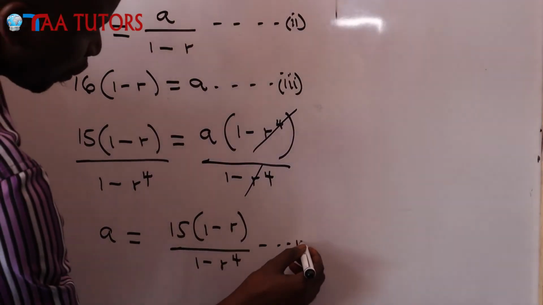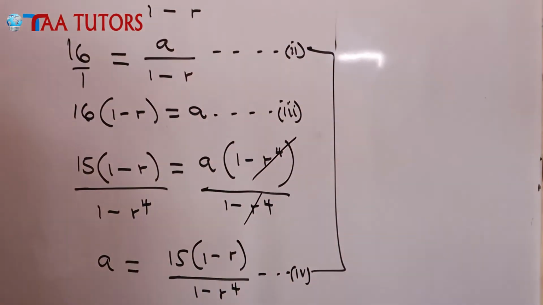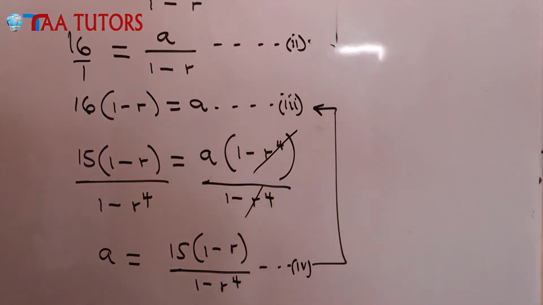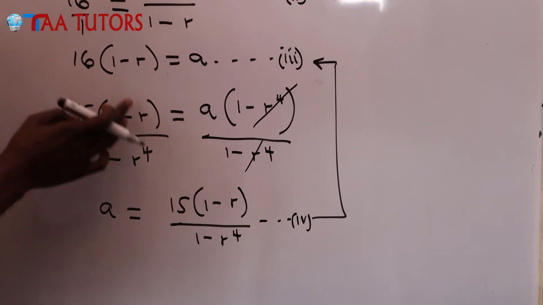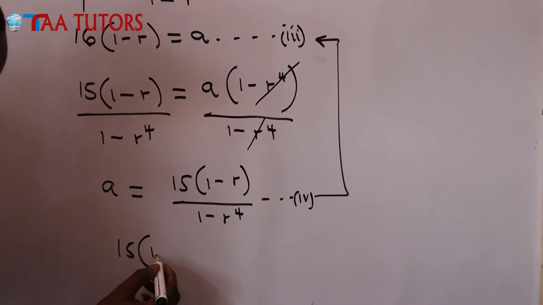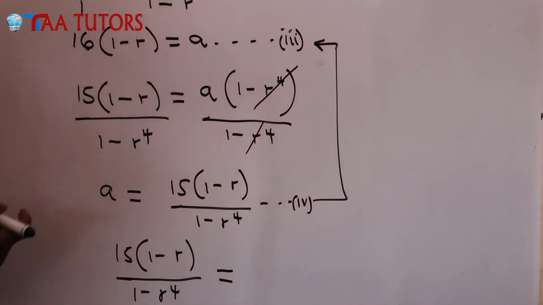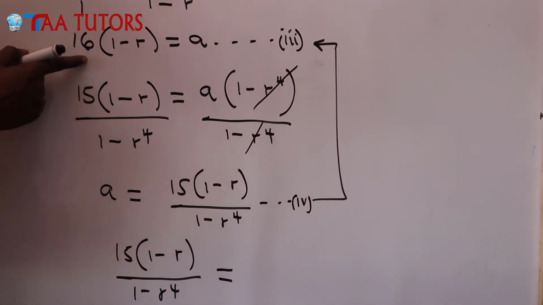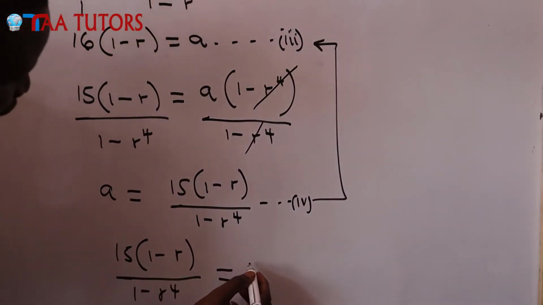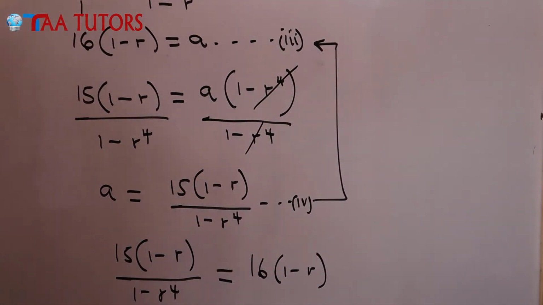This is equation 4. So we realize that this equation 2 and, not equation 4 but equation 3 here, we can say that this one now equals this, because this is a and this is also a. So I can say 15 into (1 minus r) over (1 minus r^4) equals 16 into 1 minus r.